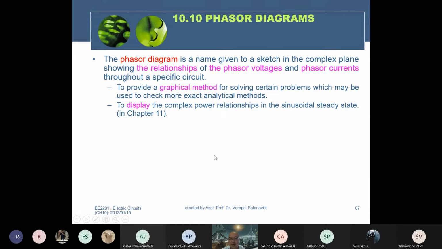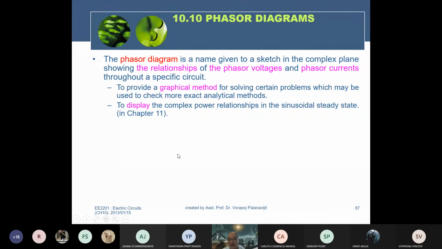The next topic is the phasor diagram. The phasor diagram is a name given to a sketch in the complex plane, showing the relationship of the phasor voltage and the phasor current throughout a specific circuit. It provides a graphical method for solving certain problems, which may be used to check the analytical method more exactly, and to display the complex power relationship in the sinusoidal steady state in chapter 11.